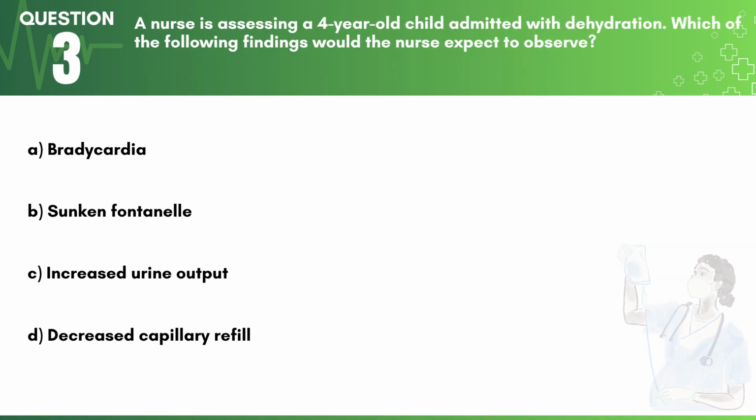Question 3. A nurse is assessing a 4-year-old child admitted with dehydration. Which of the following findings would the nurse expect to observe? A. Bradycardia. B. Sunken fontanelle. C. Increased urine output. D. Decreased capillary refill.